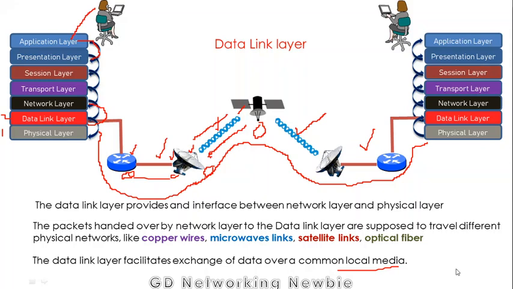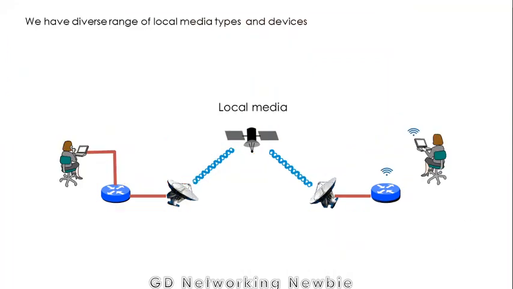The data link layer provides the interface between the network layer and the physical layer. You see here we have this network layer, and it hands over this data to the transport layer, and the transport layer then uses this physical layer to transmit the data from source to destination node. So these are the major jobs of the data link layer.